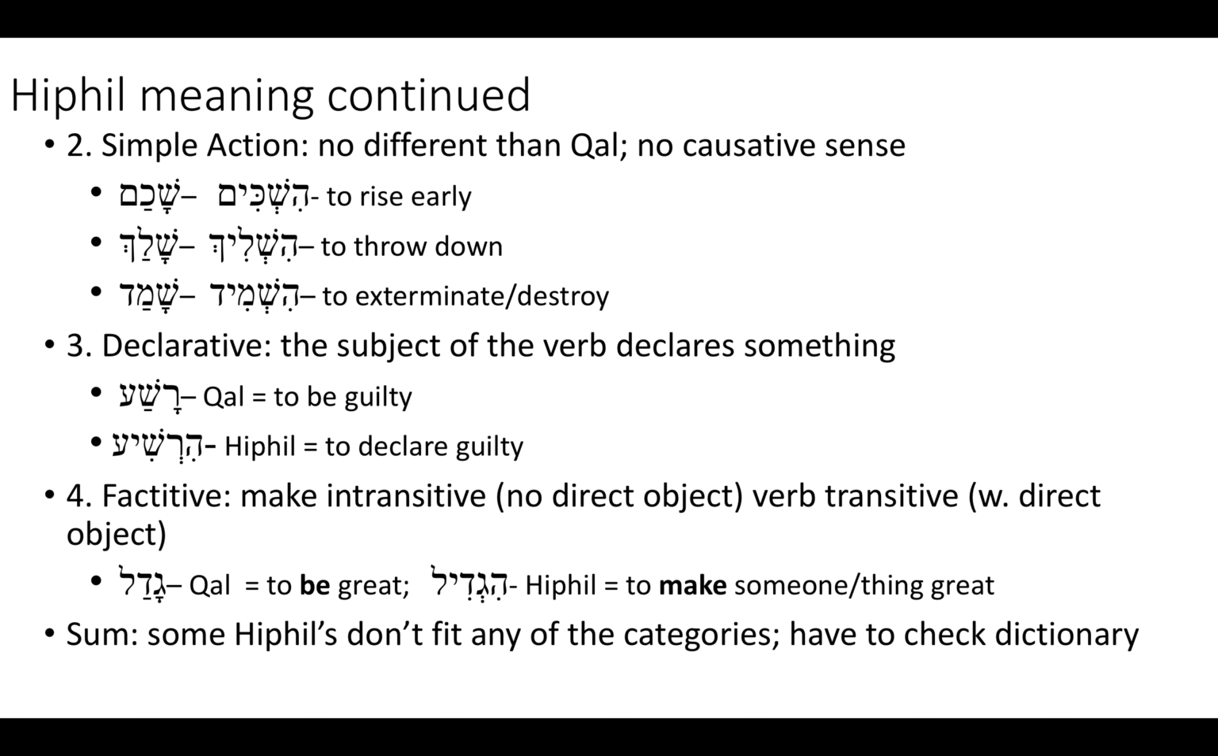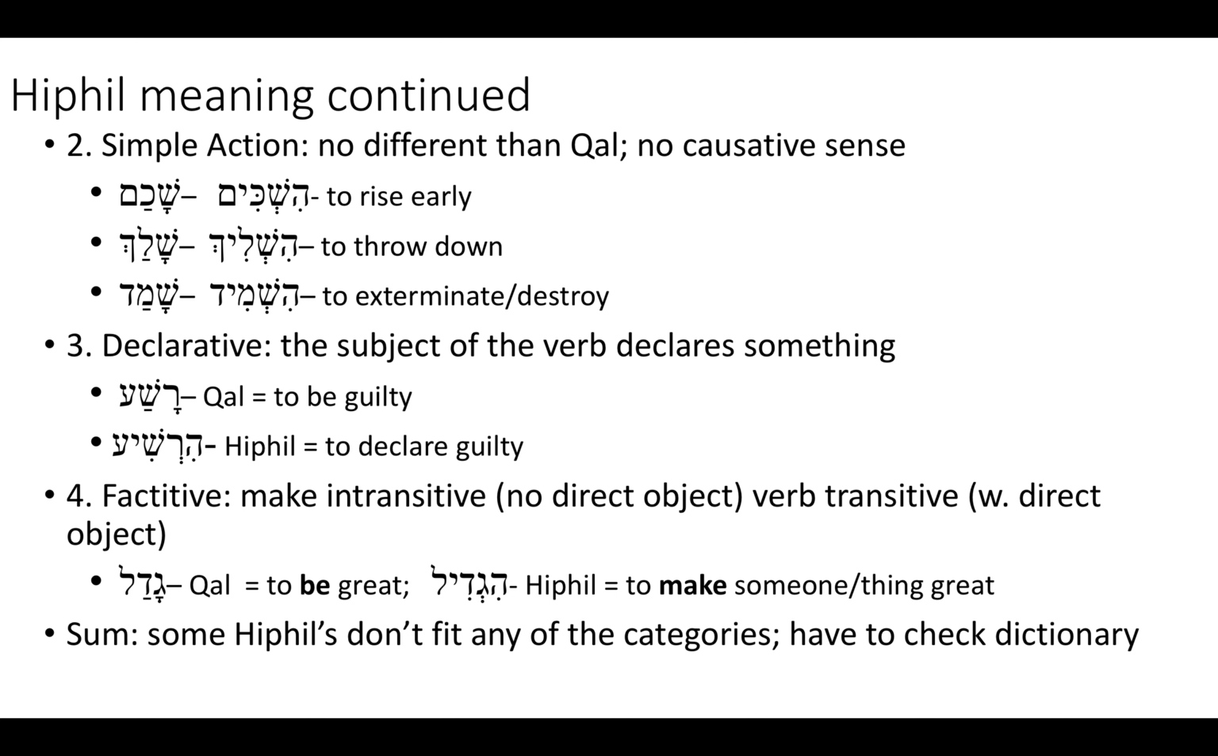Number 3, declarative. So the subject of the verb here declares something to be the case, and it usually has a Kal counterpart. So rasha in Kal means to be guilty. Hirshia in Hiphil form of that verb means to declare guilty. So here these forms declare something that is a counterpart to a Kal action or state of being.